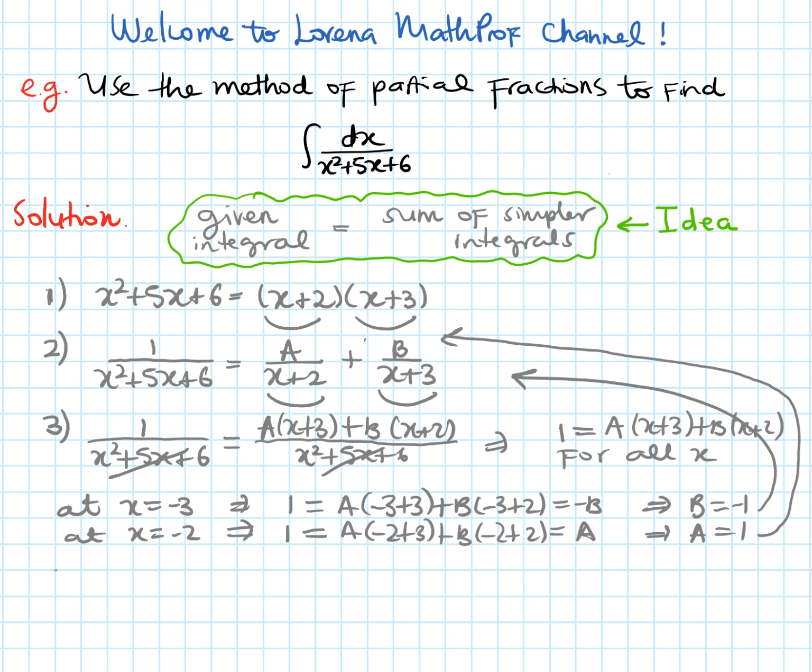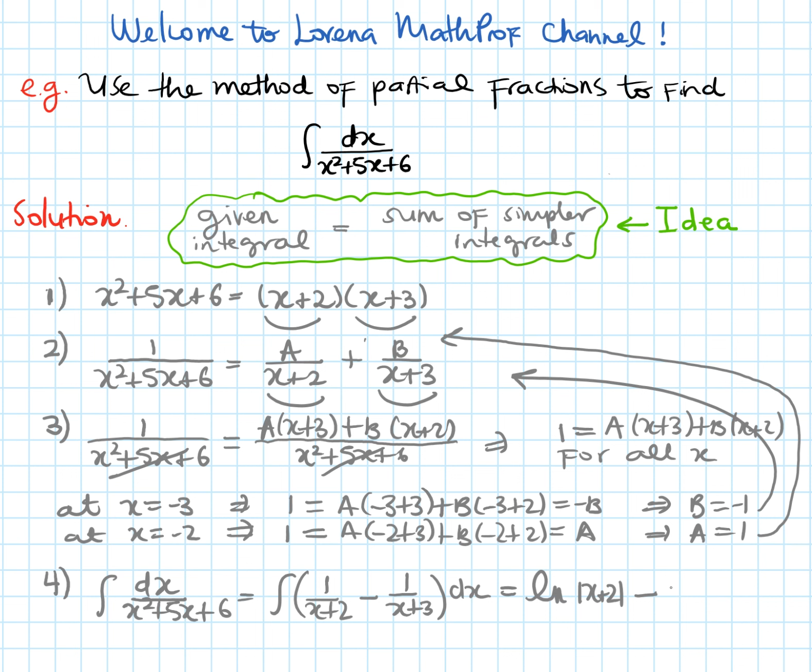which leads us to the fourth step, the last one. The integral we are asked to find can be computed by taking the integral of 1 over x plus 2 minus 1 over x plus 3. And we know that integrals are linear, so the subtraction of integrals corresponds to the integral of the subtraction. So this will be equal to the integral of 1 over x plus 2, that's a ln, minus the integral of 1 over x plus 3, that's another ln, plus a constant c because we have an indefinite integral. The integrals of 1 over x plus 2 and 1 over x plus 3 can be found by using substitution or basic rules of integration.